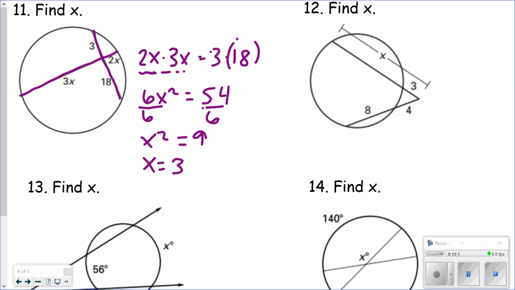Negative 3 will not work in this case because if you plug in x here, that would give that chord a length of negative 6, and that doesn't make sense. So only one answer here, and it's x is equal to positive 3.